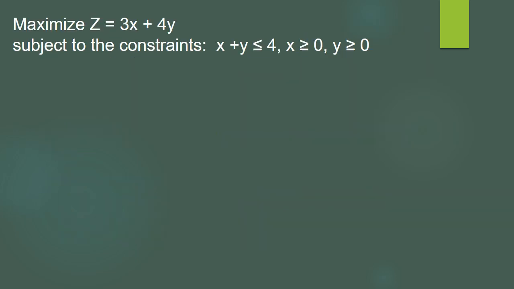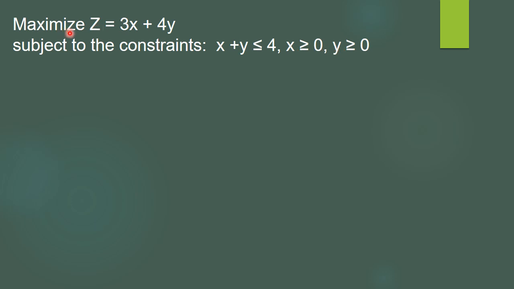And at the corner points of the feasible region, we try to find the solution. Now we'll start. They have given: maximize z, which is 3x plus 4y, subject to the constraint x plus y is less than or equal to 4, x is greater than or equal to 0, y is greater than or equal to 0. Initially they only state that these two variables are non-negative, so they should always be greater than or equal to 0.